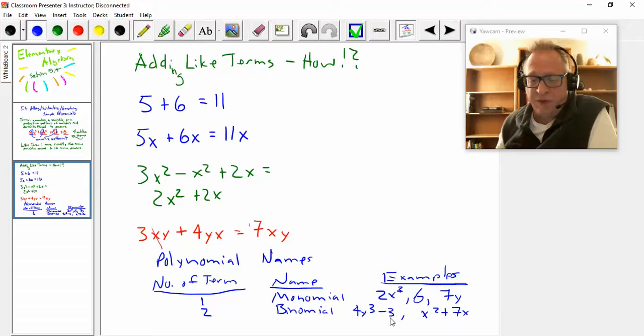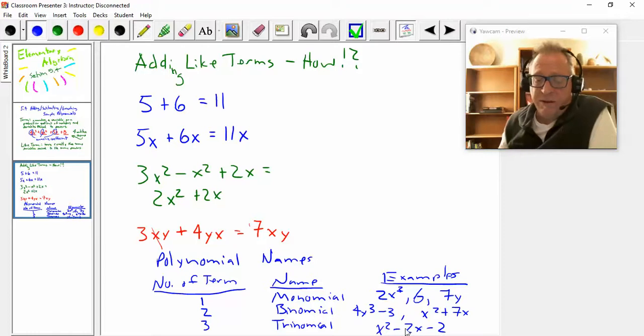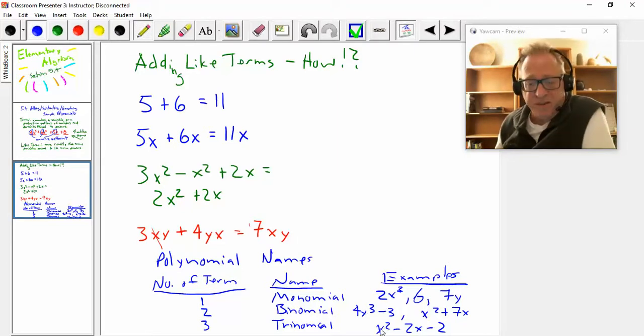Nope. Those are binomials. Finally, the one we'll use quite a bit is trinomial. Trinomials have three terms. And an example, we'll just make one up. How about x squared minus 2x minus 2? There's a polynomial with three terms. We call it a trinomial. Are these like terms? No. They have the same variable on the first two terms, but they're raised to different powers, so they can't be combined. Those are unlike terms.